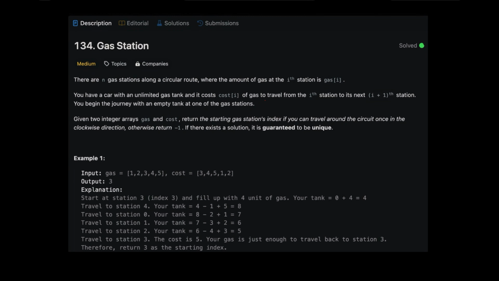Hello everyone, in this video we'll be solving problem 134, gas station. The problem statement is there are a total of n gas stations along a circular route where the amount of gas at the ith station is gas[i].